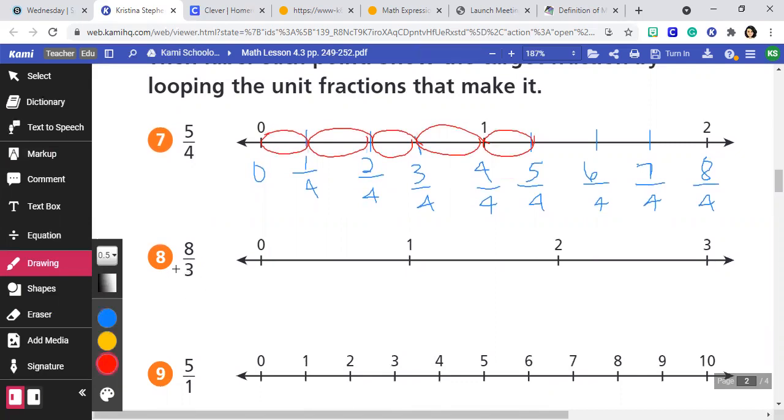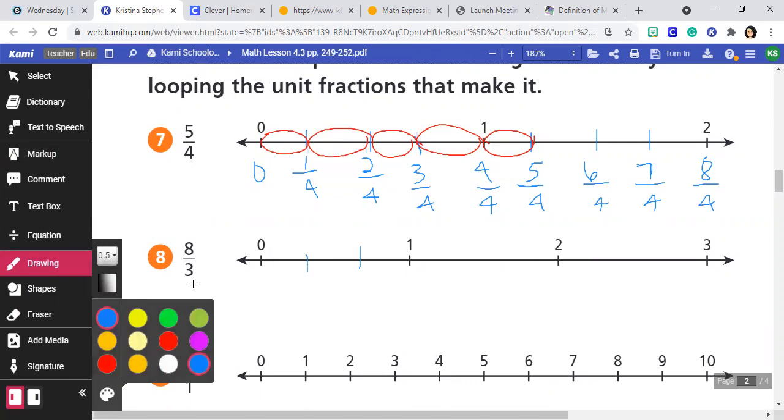In between each whole number, we have 3 equal sections. So between 0 and 1, we need 3 equal sections. In between 1 and 2, we need 3 equal sections. In between 2 and 3, we need 3 equal sections.